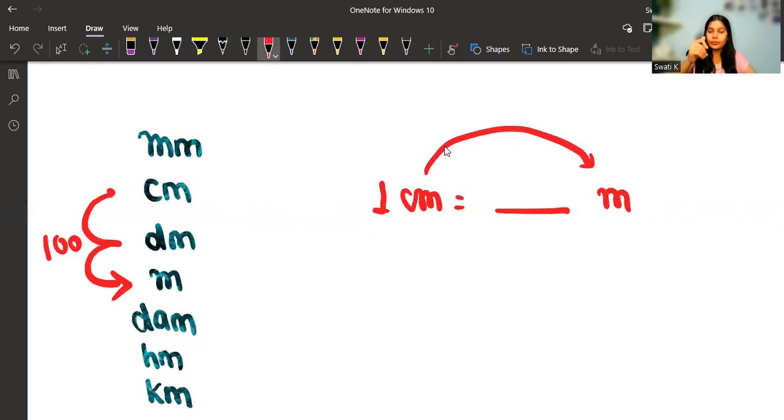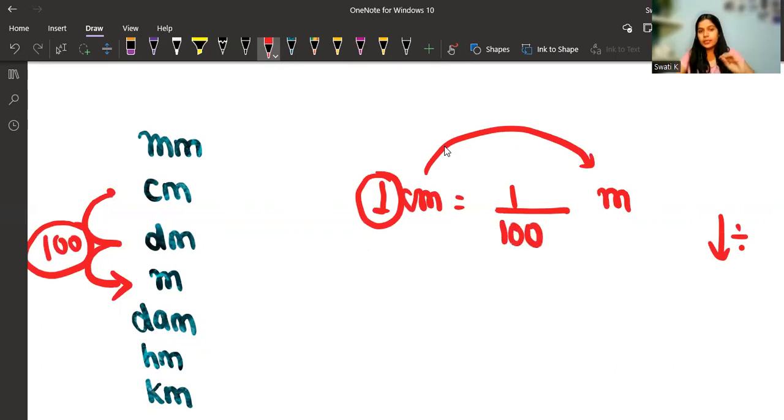Now you ask yourself, did I go up or did I go down? Of course, your arrow is down. That means you went down. And when we go down, what is the rule? The rule is to divide. That means you need to divide by this 100. So what is the answer? 1 by 100.